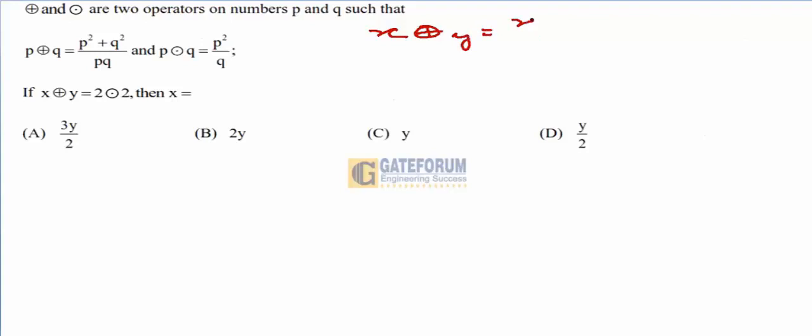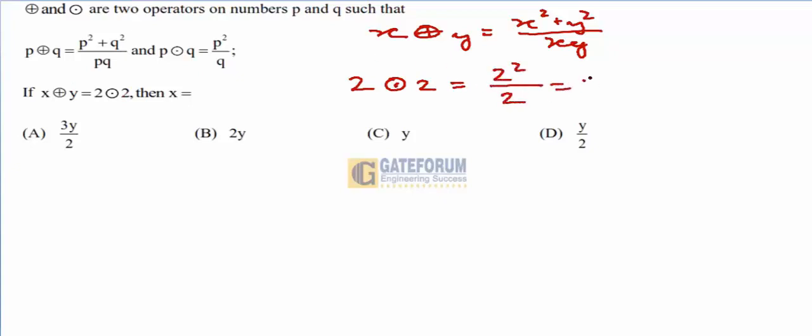So this would be equal to x square plus y square divided by xy. Let us find the value of 2 this 2. Now here P is also 2, Q is also 2. So naturally this will be 2 square by 2. That is equal to 2.